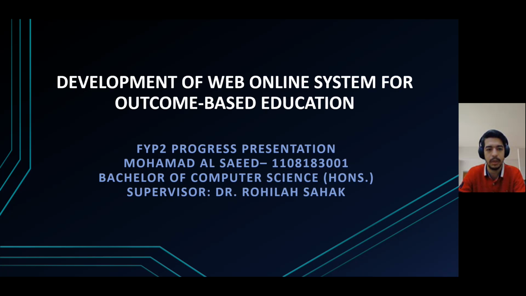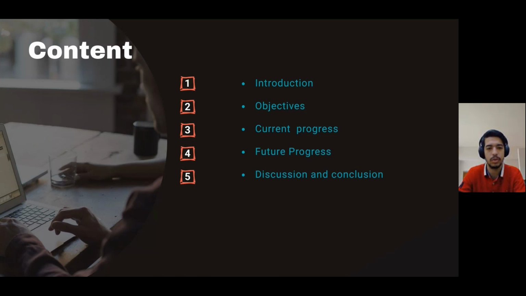My FYP is about developing a web online system for outcome-based education in an institution. So this is the content I am going to cover today. I am going to recap the overview of the system as well as the objectives, at which stage I am in the progress, and what is my future plan to continue developing the system, as well as the conclusion.